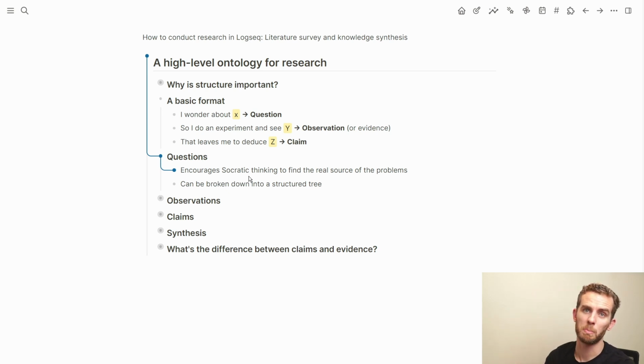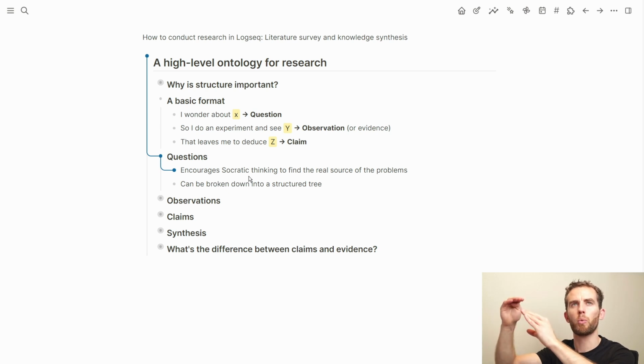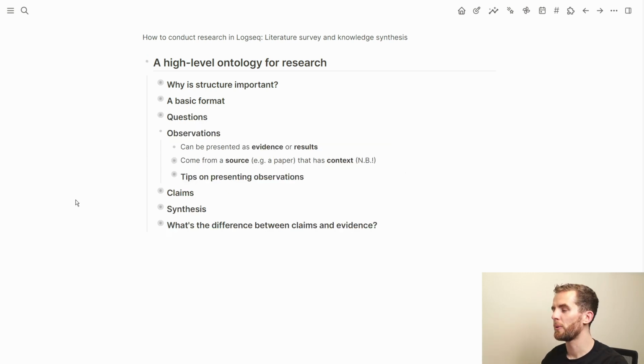Now, your questions can also be broken down into a tree. So I have a high-level question. It's okay, cool. But that high-level question breaks down into 4 different levels of questions or 4 separate questions. And then I could even break those down a bit further because it really helps me to figure out the detail of the problem. So now we're getting into observations, and observations can be presented as evidence or results. And this is about defining what works for you.